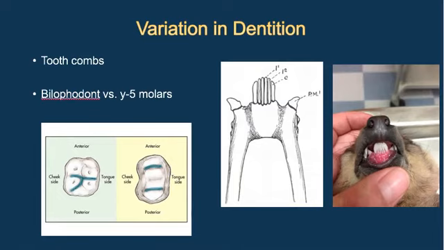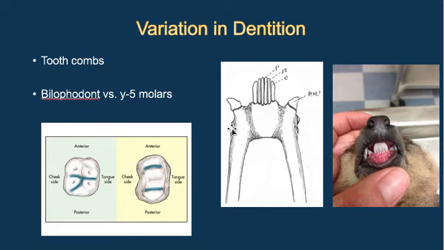Other examples of variation in dentition, we have tooth combs found in some prosimians. So lemurs, this is a picture of a lemur mouth here. They have something called a tooth comb. So you can see the drawing of it. You can see what's going on a little bit better in the drawing.